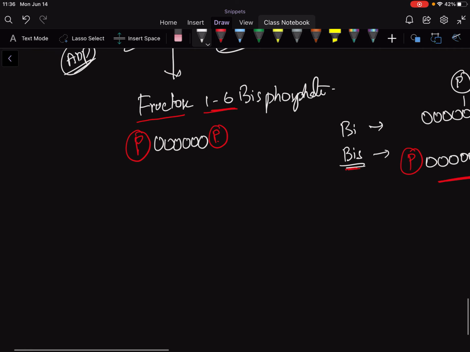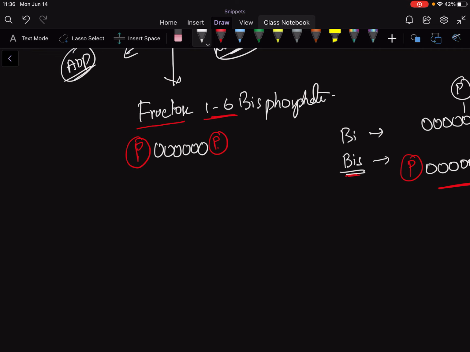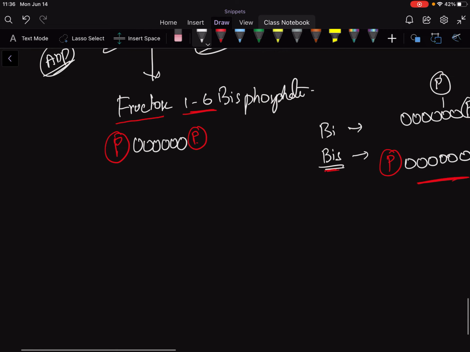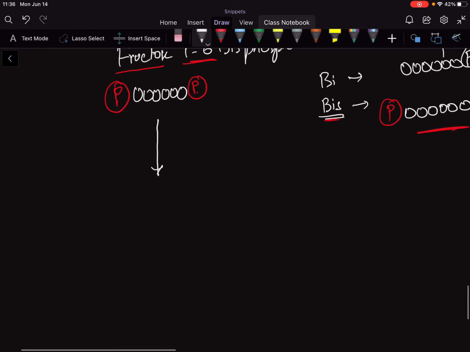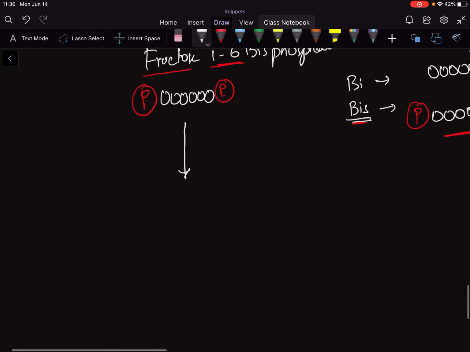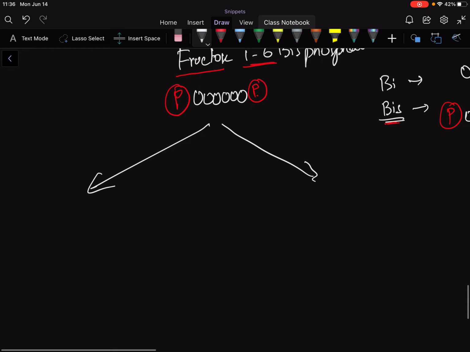So you will be finding fructose 1,6-bisphosphate. Okay, so once the fructose 1,6-bisphosphate is formed, so this is the structure here, we can break this fructose into two compounds. We will break the compound into two compounds.